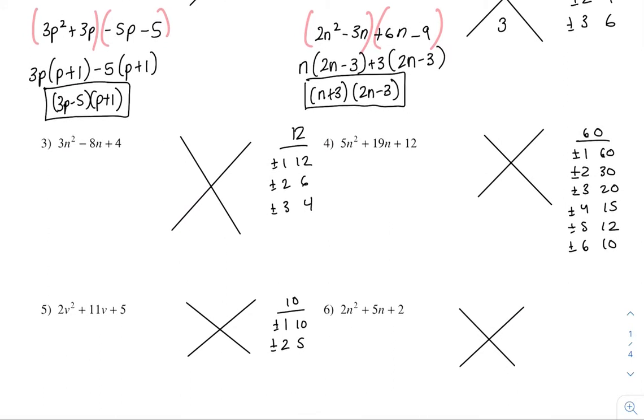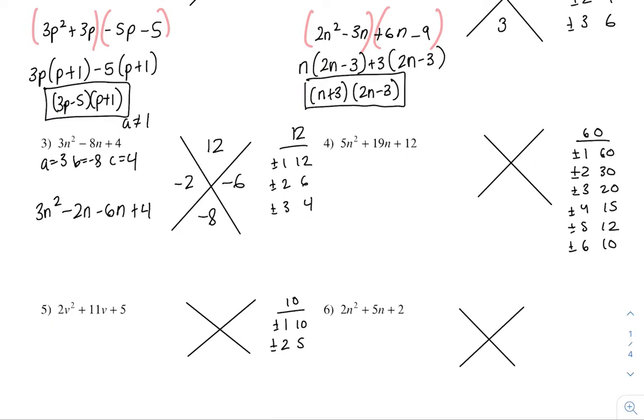Number 3, a is 3, b is negative 8, and c is 4. So on the top, a times c is 3 times 4, which is 12, and on the bottom, it's negative 8. Okay, two things that multiply to 12, but when added gives you negative 8. That is negative 2 and negative 6. A does not equal 1, so that means we need to write the first term, which is 3n squared, and the last term, which is plus 4. And then our negative 2 and negative 6 go in the middle. So negative 2n and minus 6n.